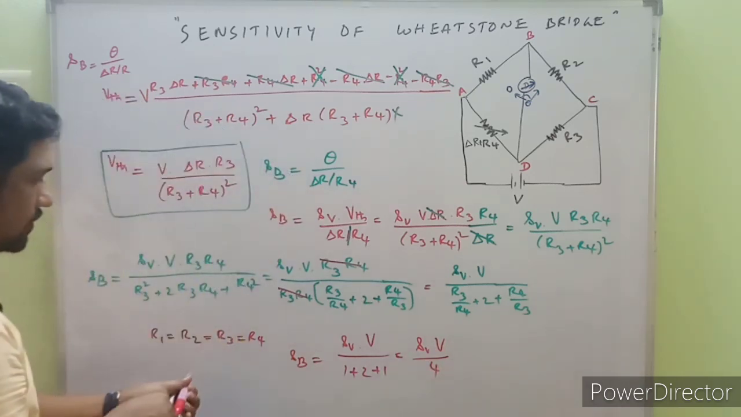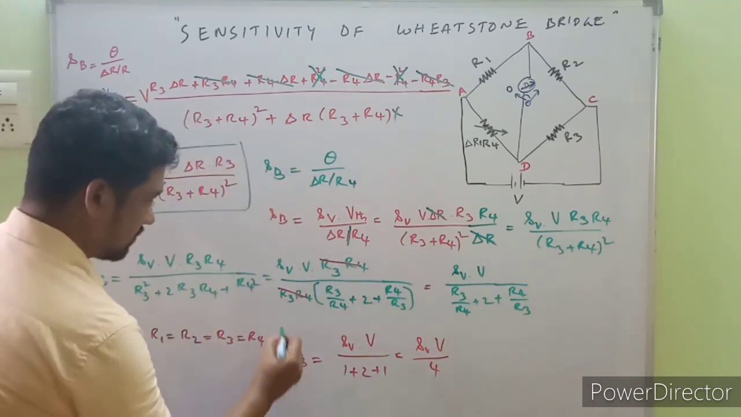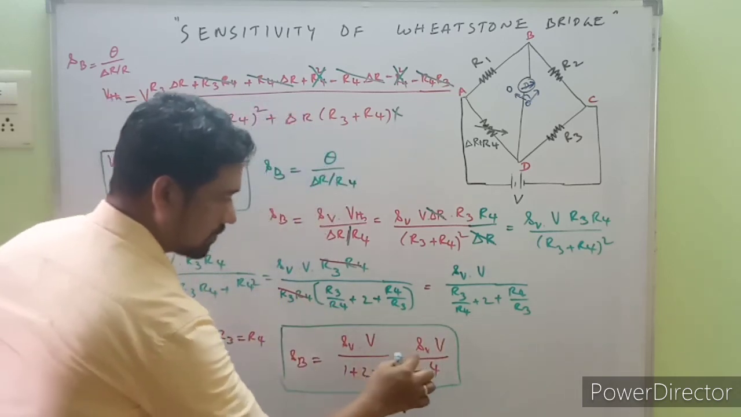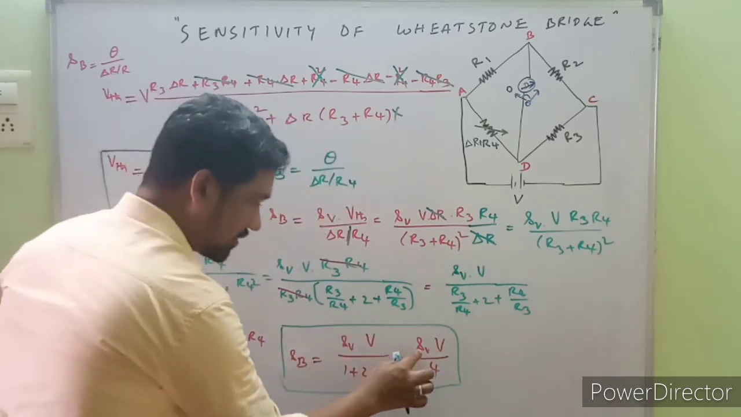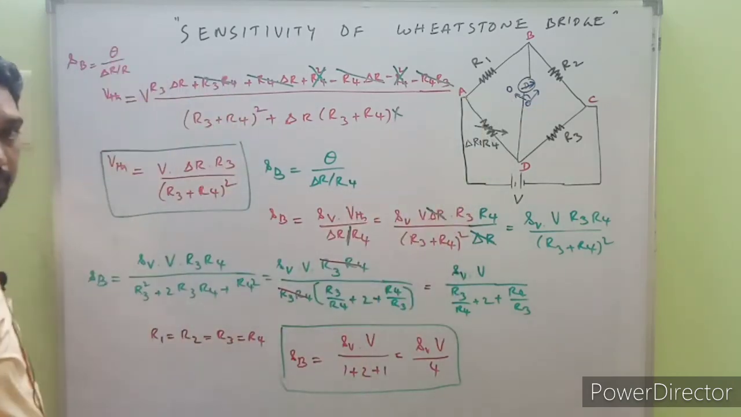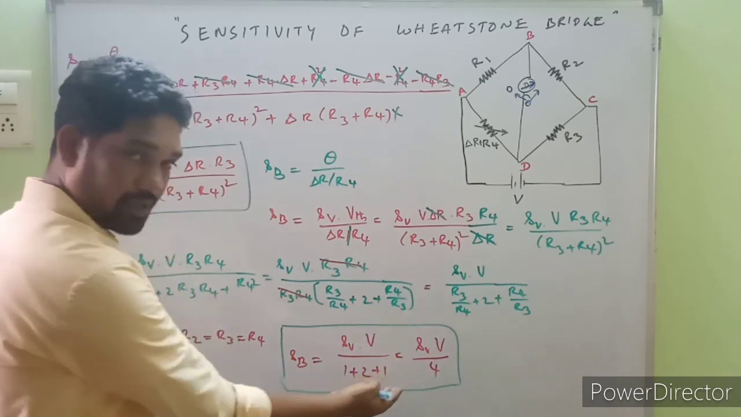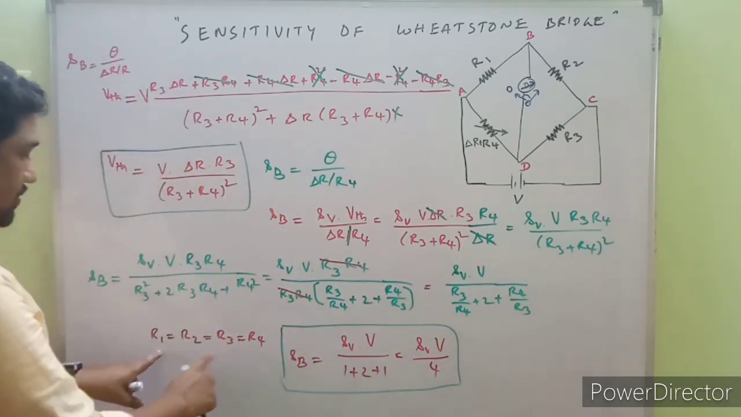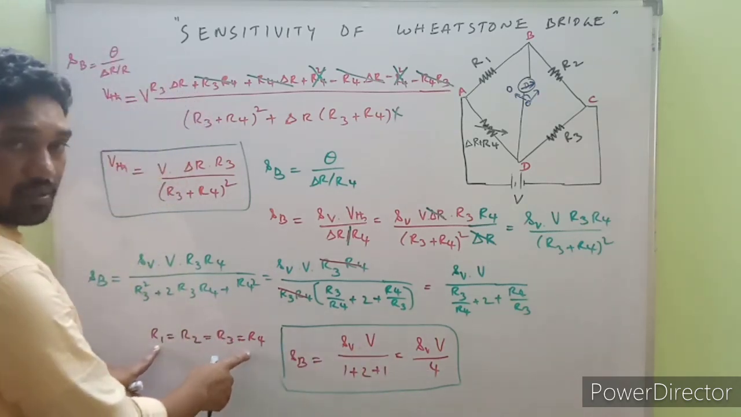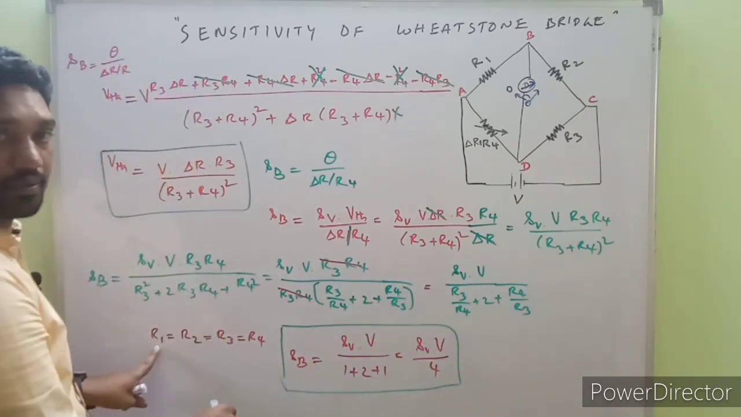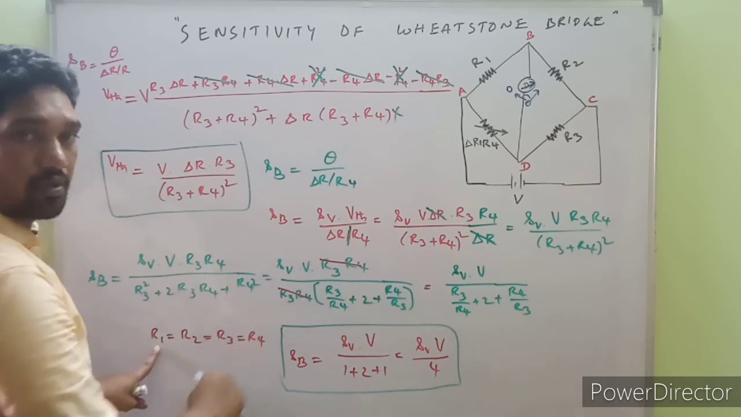This is my expression for the bridge sensitivity in terms of voltage sensitivity of the galvanometer, right? So maximum sensitivity can be obtained under this condition when all the resistances are equal. This will be the condition for maximum bridge sensitivity. Hope you understand this one.